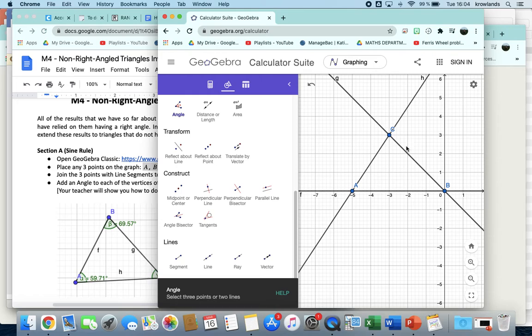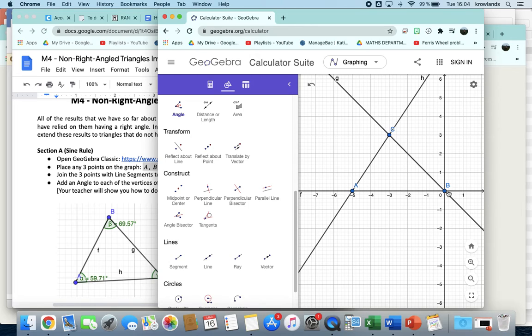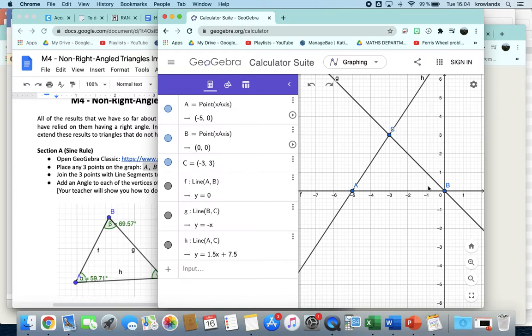Angle. So we want to find the angle between C, A and B. Because I placed the lines in this order, I am going to do the angle in this order. So you press C, then A, which is the one in the middle, and then the one on the outside. If this doesn't work, try it the opposite way around. B, A, C, and then it does the angle correctly for you.